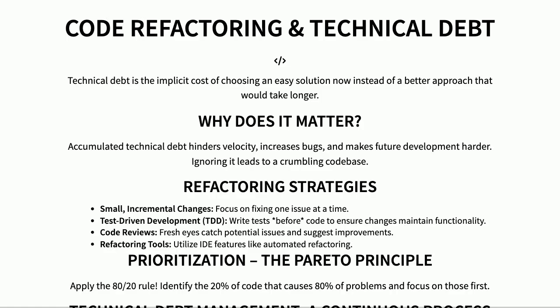To manage this, we need to refactor our code regularly. That means making small, manageable changes to improve its structure and readability. We want to focus on the areas that are causing the biggest headaches using the Pareto principle. Think about 20% of your code creating 80% of the issues. And remember, this isn't a one-time fix, it's an ongoing process of identifying, documenting, prioritizing, and then actually tackling the debt.